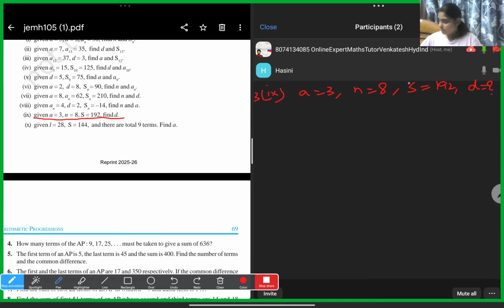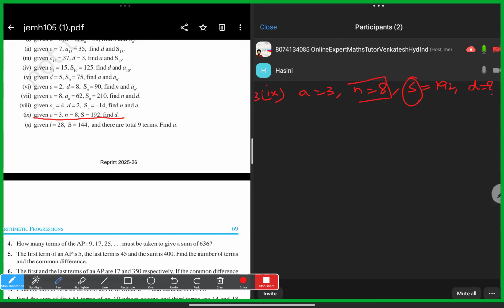So Hasni, the hint here is generally Sn, S5, S4, S3 like that they should be, no? Yes, sir. They gave S simply. Means we should understand that here n is given as 8. So what is the meaning of this? S8 is 192. That is the meaning. Sum of how many terms is 192 should be given, but here they didn't mention that number.